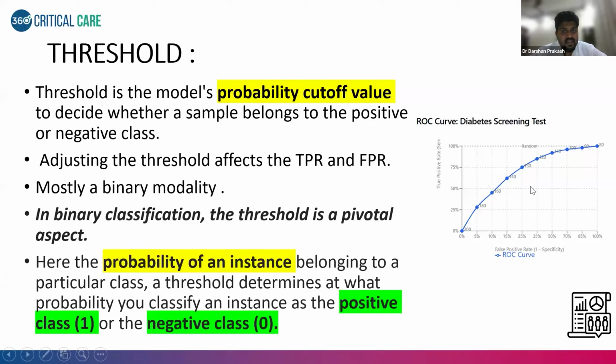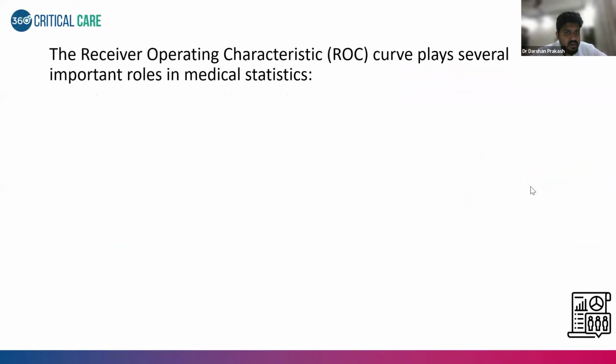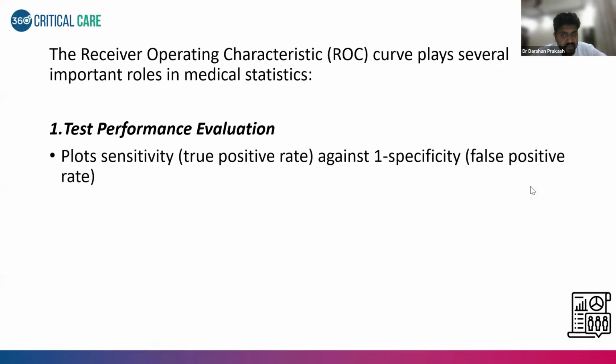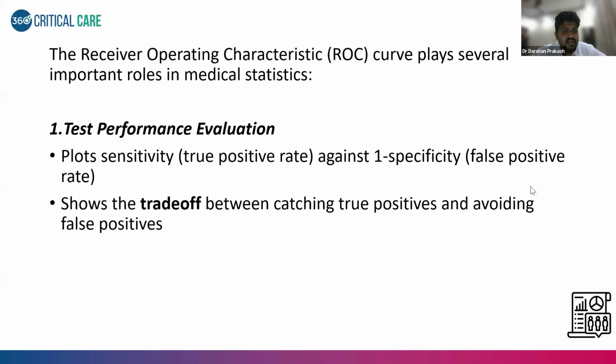Okay. The receiver operating curve plays many important roles in medical statistics. The first being that it evaluates the test performance. So it plots the sensitivity against 1 minus specificity, that is the false positive rate. It usually acts as a trade-off between true positives and false positives. The thing is, we want to minimize the false positives as much as possible while including the true positives as much as possible. So it is usually a trade between these things.